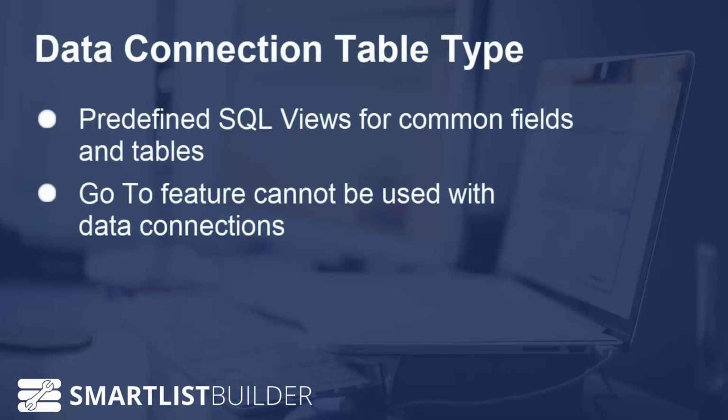The go-to feature in SmartList Builder cannot be used with data connections if the data connection is your main table. This is because of the way they are set up in SQL. But because they are technically a SQL view, you can add them using the SQL Server table option if you'd like, and then the go-to would work for you if you wish to do it that way.